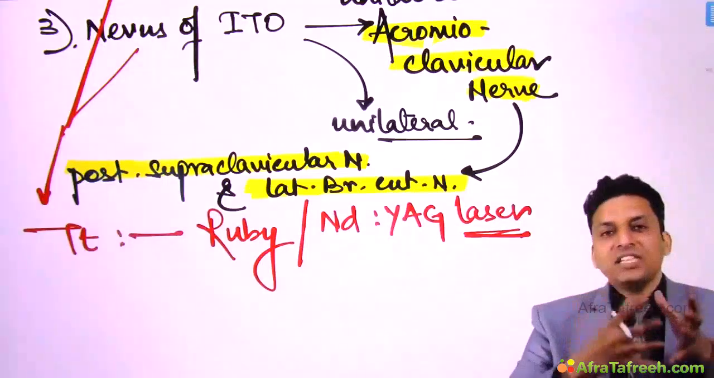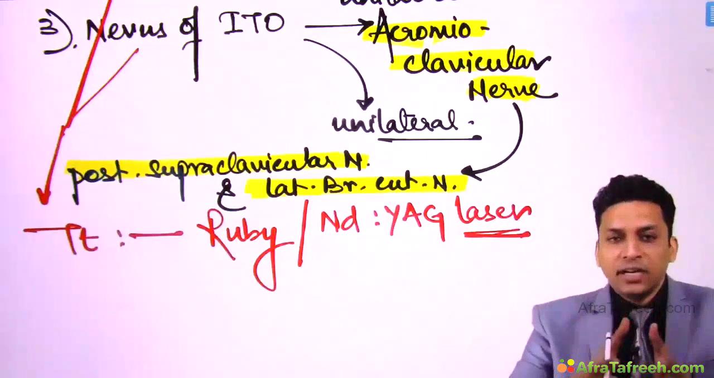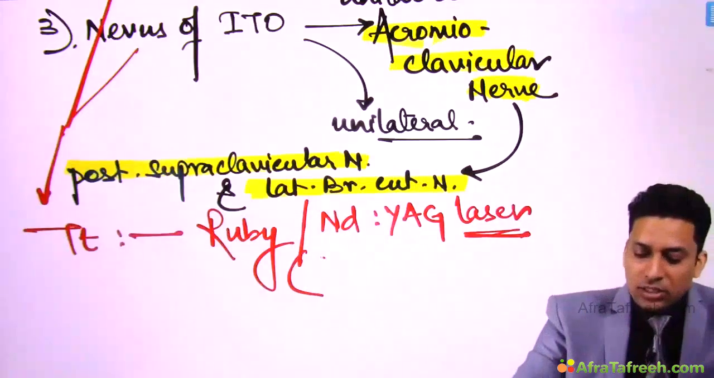Now lasers have various modes like continuous mode, intermittent mode. Similarly, there is one mode that is known as Q-switched mode.